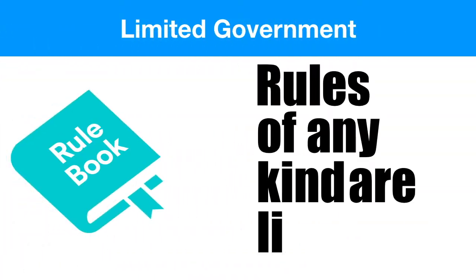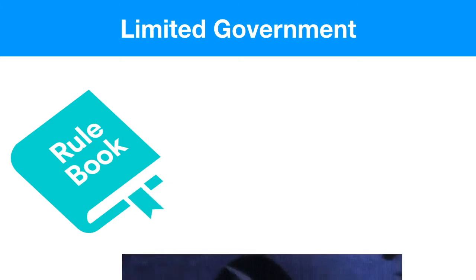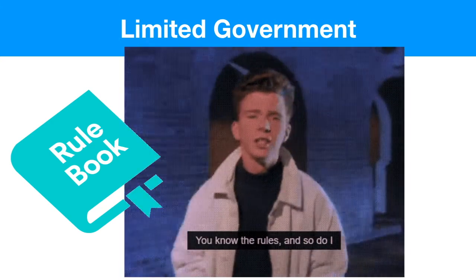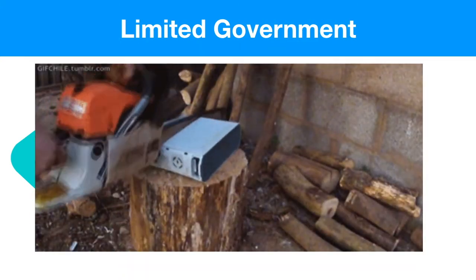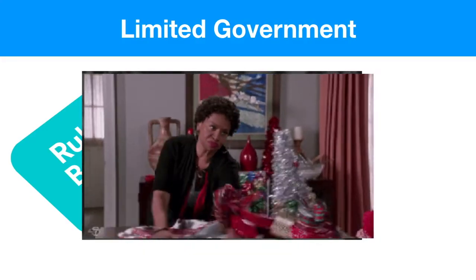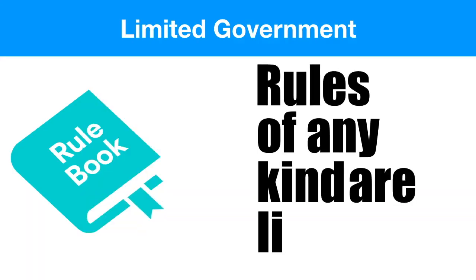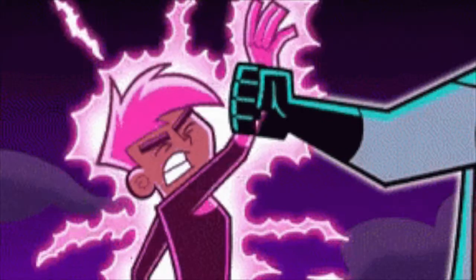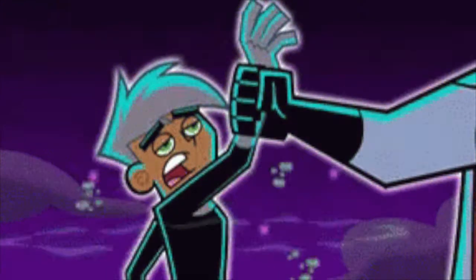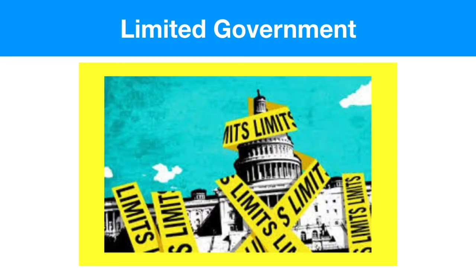Now, rules of any kind are limiting. I mean, think about it. At home, we have to follow a certain set of rules, right? No Xbox before homework is done, same for the TV, no phone at the dinner table, clear the table after dinner, and then lights out at a certain time. In no way, shape, or form do these rules give you more power. They limit your power. And that's what the rules do for our government. They limit what it can and cannot do.